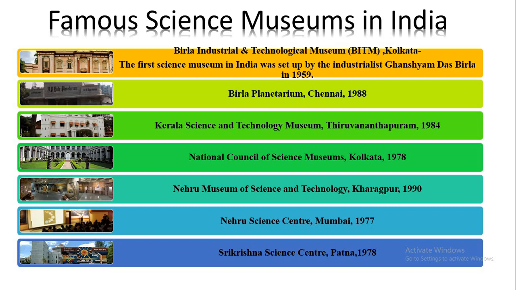Kerala Science and Technology Museum, which is located in Trivandrum, was established in the year 1984. National Council of Science Museum, which is located in Kolkata, was established in the year 1978. In the year 1990, in Kharagpur, Nehru Museum of Science and Technology was formulated. Nehru Science Center, which is located in Mumbai, was established in the year 1977. And the last one is Sri Krishna Science Center, Patna, established in 1978. These are a few famous science museums located in India.